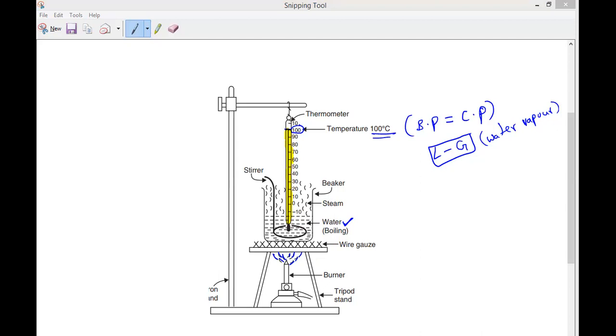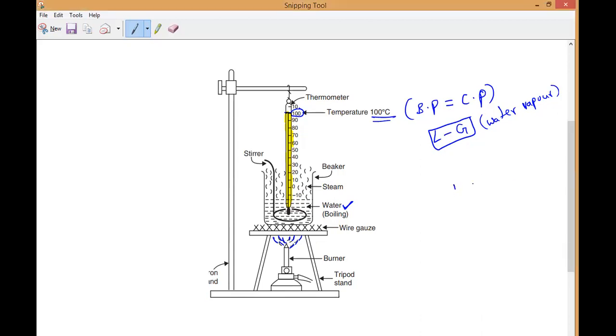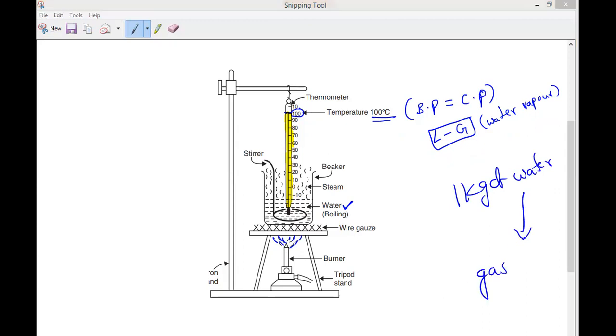Is it okay, guys? Everyone please respond. That is what you have to remember. Now for example, if we take 1 kg of water, and we want to convert it into gas or steam, how much energy do we need? 22.5 into 10 power 5 joule per kilogram.